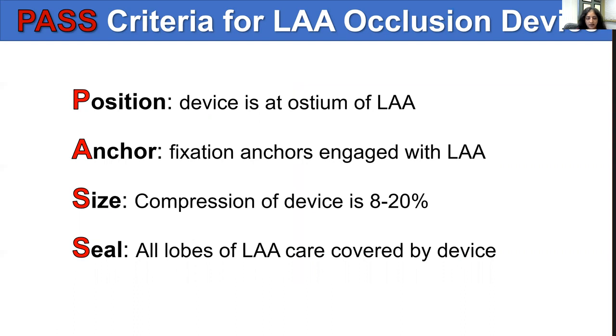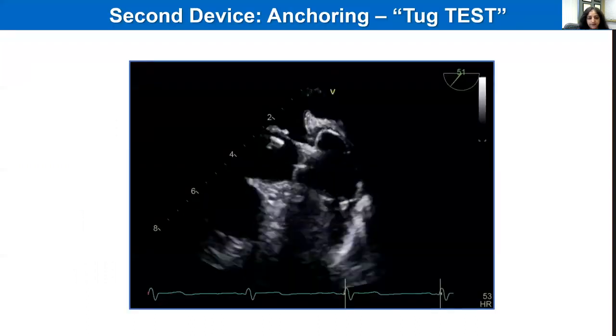And the company has really come up with this sort of PASS criteria, which is an acronym for position, anchor, size, and seal. And so what we want to understand first is, is the device in the left atrial appendage at the right position, sealing the ostium of the left atrial appendage? And are the fixation anchors engaged with the left atrium, which means that when we tug the device, it goes back into its original position.